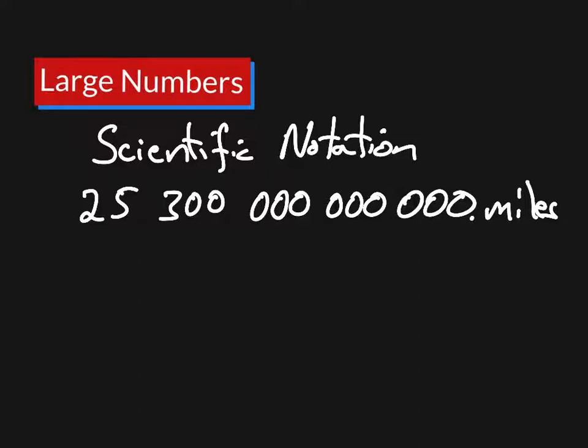Now I need to follow 3 steps. Step number 1 is to move the decimal right after the first non-zero digit. And in this number, the first non-zero digit is 2, so we're going to move the decimal point right here.